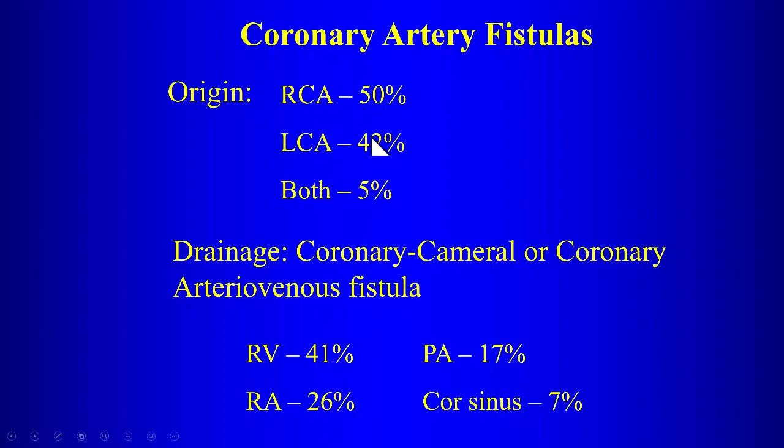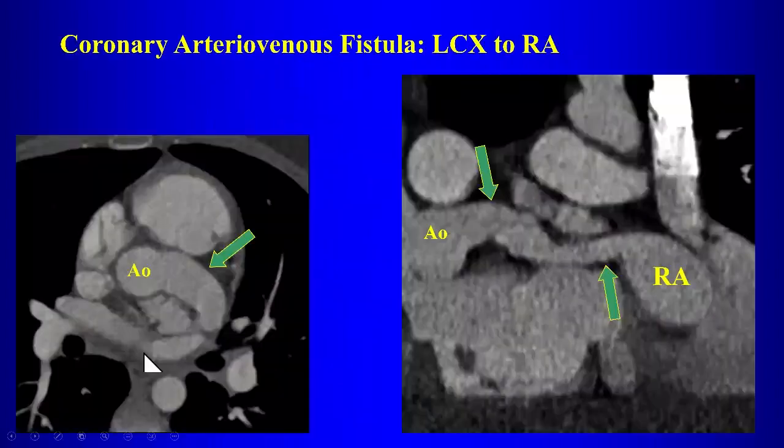Most commonly, these involve the right coronary artery, left coronary artery is the second most common. Sometimes it can be both. So a coronary cameral fistula is the technical name if it drains to a chamber, a coronary arteriovenous fistula if it drains to a vessel. And right ventricle is the most common site. Second most common is right atrium. Then you have pulmonary artery and coronary sinus. So those are all examples of that.